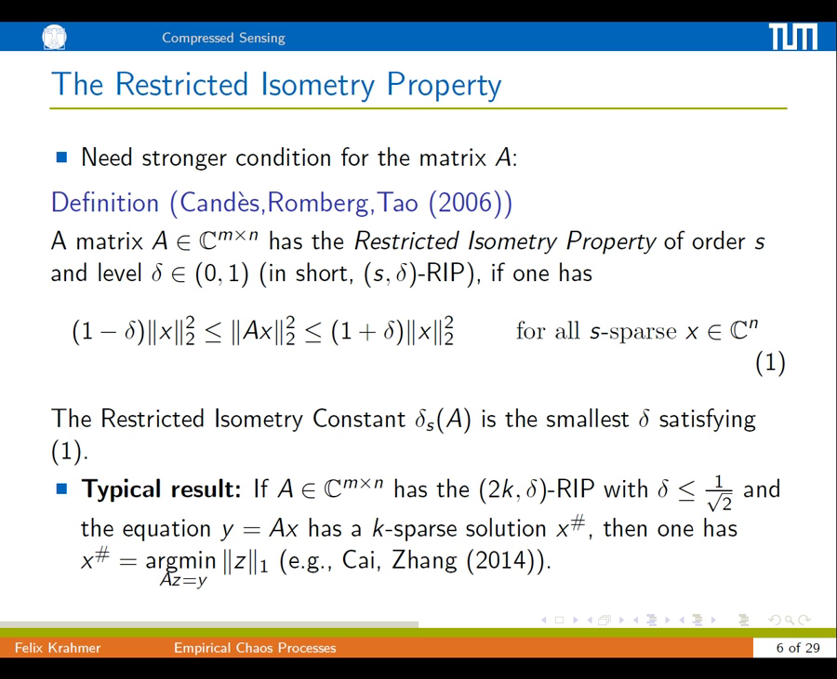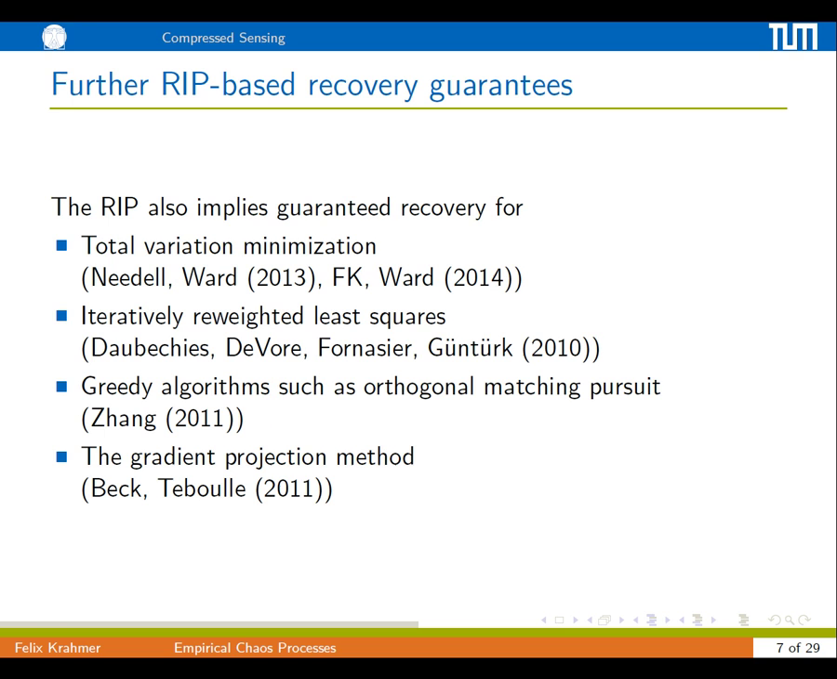There are also other algorithms where the restricted isometry property works: total variation minimization, iteratively reweighted least squares, greedy algorithms such as orthogonal matching pursuit, gradient projection methods. There's a very long list; I could continue this. The important thing is that they all rely on this very same quantity, so you can say that for all these algorithms, as for l1 minimization, taking care of the conditioning problem would solve the efficient solvability issue.